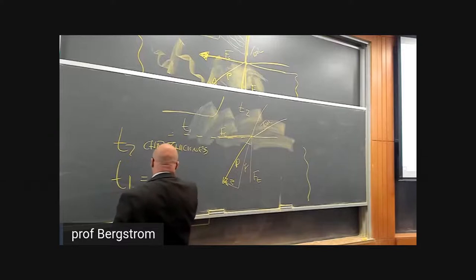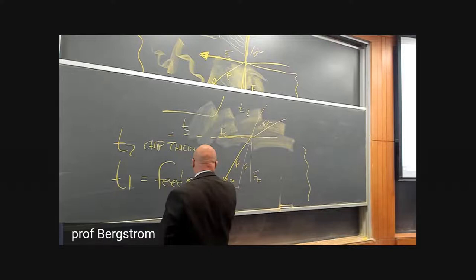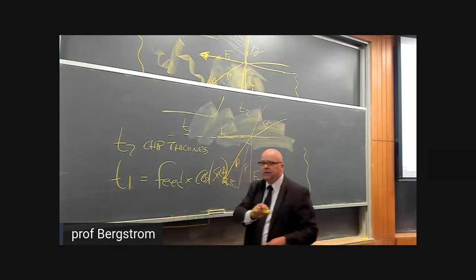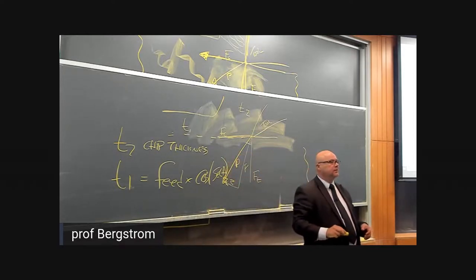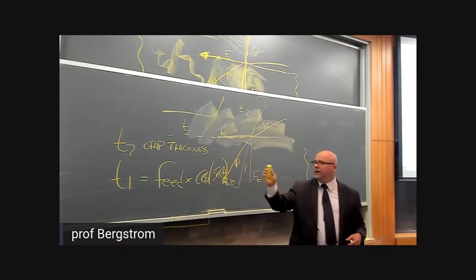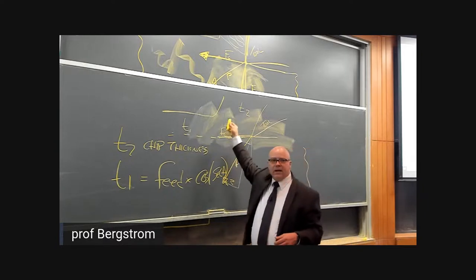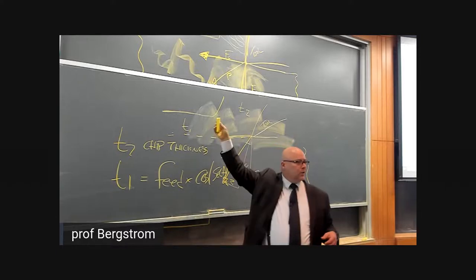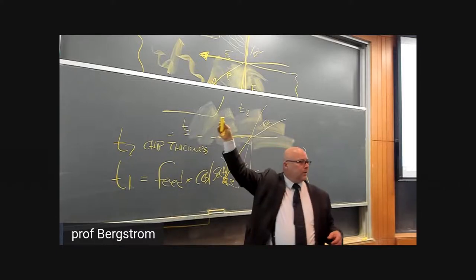And so the uncut chip thickness here equals feed times cosine of the side edge cutting angle. Always. So when the side edge cutting angle is zero, what's the cosine? One. So equal to the feed when the side edge cutting angle is zero.